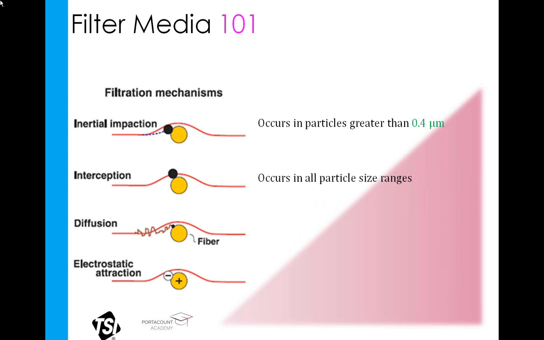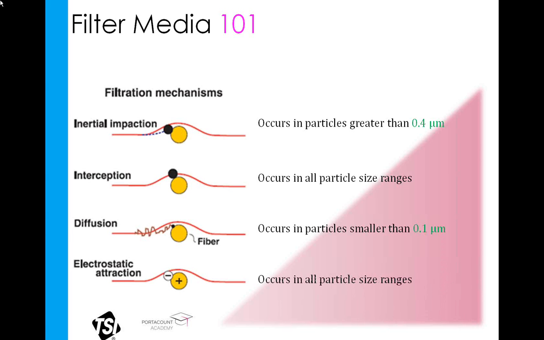The second method is interception. This occurs with particles in all size ranges. It simply means that the particles got caught passing by, or were intercepted in flight, by the filter media. The third method of filtration is called diffusion. This occurs only to particles smaller than 0.1 micron. These particles are so small that they're pushed around randomly by the air molecules, and they eventually end up landing on the filter media.